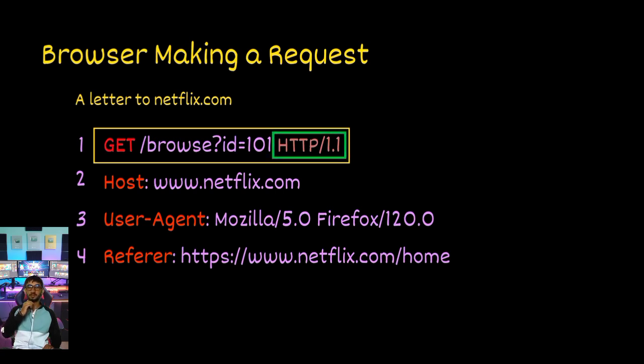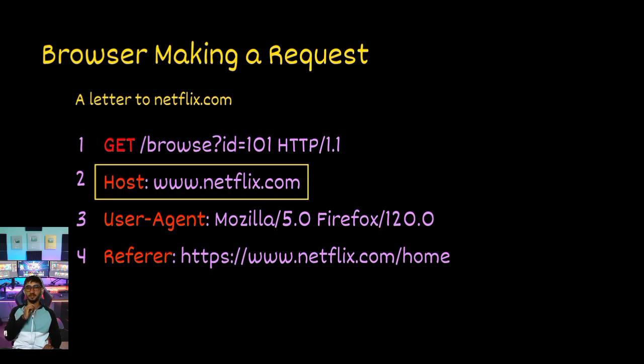HTTP 1.1 is still very common, but it's not the newest. We now have HTTP/2 and HTTP/3, which are faster and more efficient. So that full line says, I want to get the Netflix browse page, specifically the one with the ID 101, and I'll be speaking to the server using the HTTP protocol version 1.1.